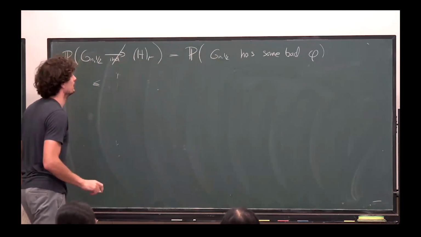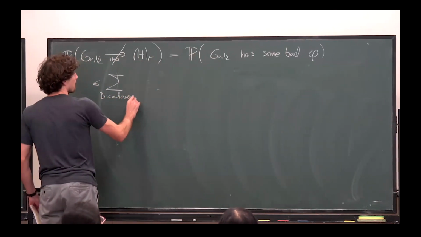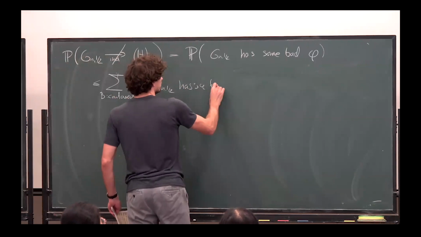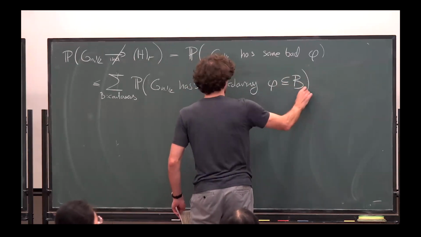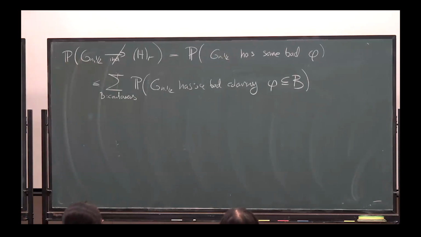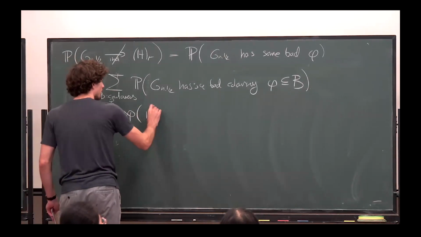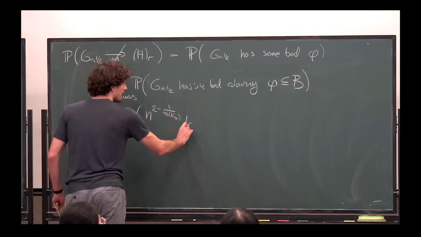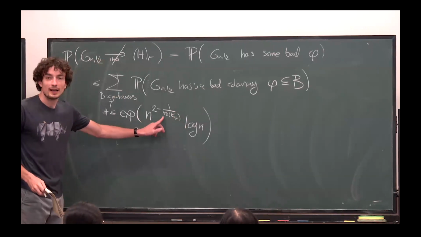So this is at most the sum over all B, which are containers, the probability that Gn1/2 has a bad coloring phi, which is contained in this containing set B. The number of containers, so the size of the sum, is at most exponential in n to the power 2 minus 1 over the 2 density of the clique on VH vertices times log n. But the only important thing is this is strictly less than 2.